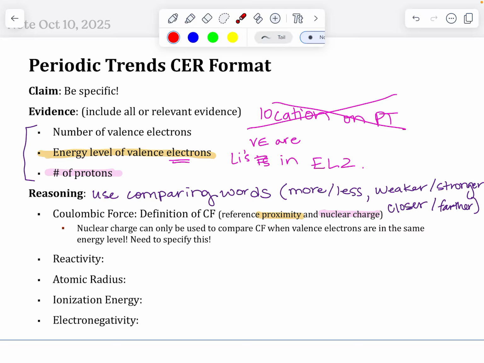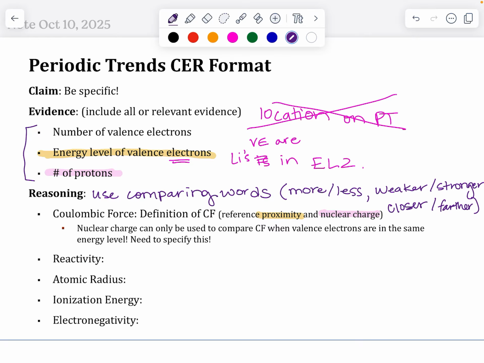With that, though, nuclear charge is only going to be the tiebreaker when your valence electrons are in the same energy level. And you need to specify that in your reasoning. You need to say, my valence electrons are in the same energy level, which means that protons determine that coulombic force. You should have seen on the data and the pivot that there are elements that have fewer protons but have a stronger coulombic force, and it's because those valence electrons are in a closer energy level. So if your claim is specific about coulombic force, then this is what you would discuss.